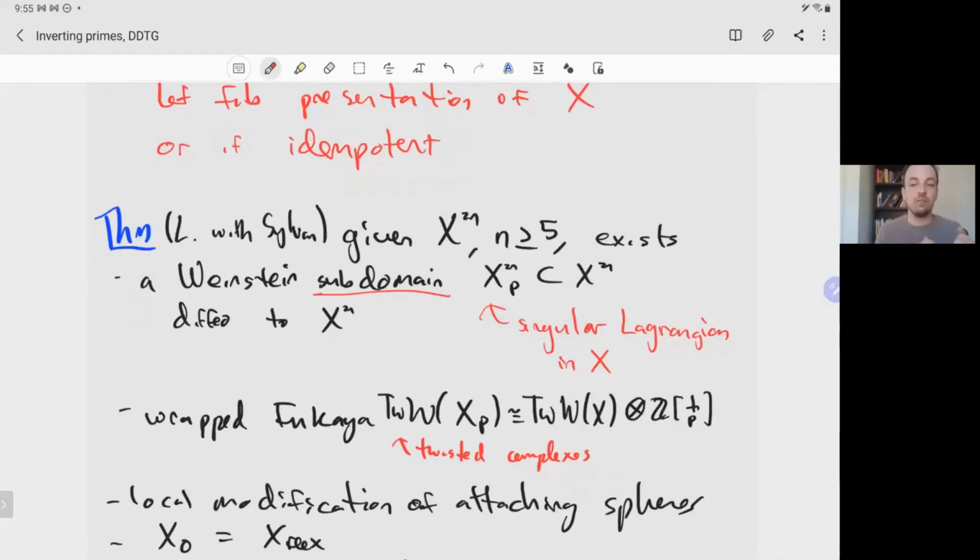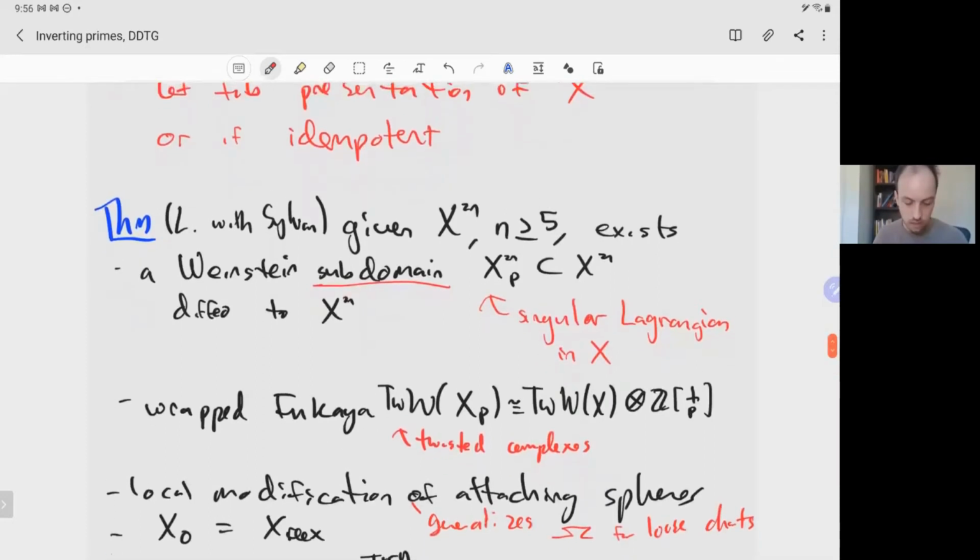So there's some kind of local model, which I actually am not quite sure what it is. I have some ideas, but it generalizes these zigzags for these loose charts. So instead of putting in a zigzag, you put in some other model for the attaching spheres. And also, if p equals 0, you get a flexible structure. So we have some way of doing this coherently, and you get a flexible structure for p equals 0.